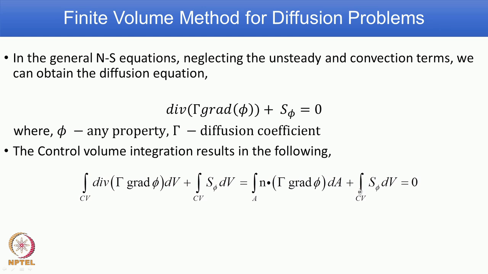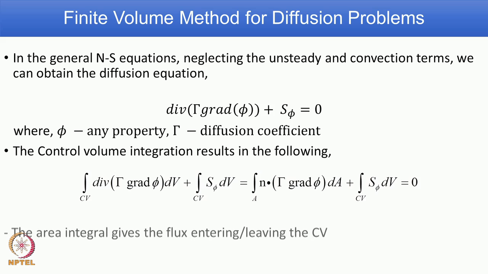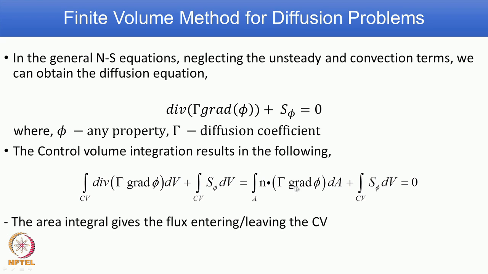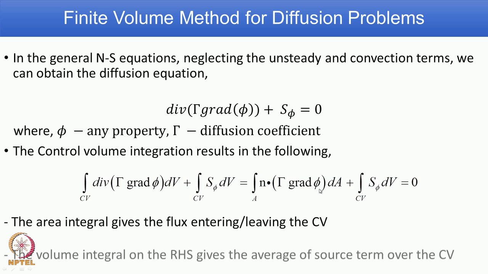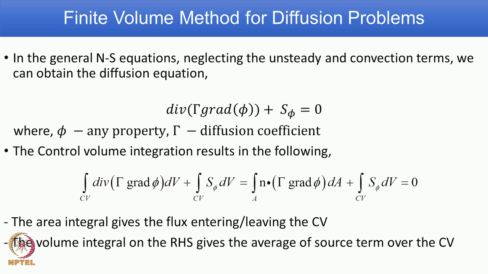The source term is left as it is because it is integrated over the volume and we take the average. So, the area integral gives the flux entering or leaving the control volume. In this case, n dot dA, where dA is an area vector and n is a vector normal to that area, will give the flux either entering or leaving, and the volume integral on the right hand side gives the source term over the control volume, that is what is shown here.